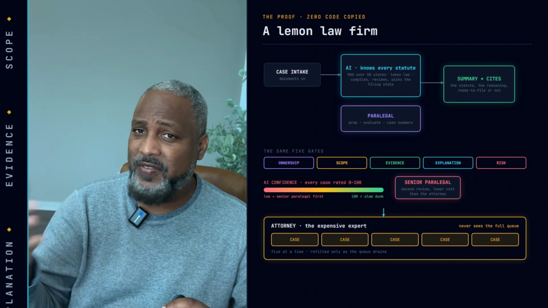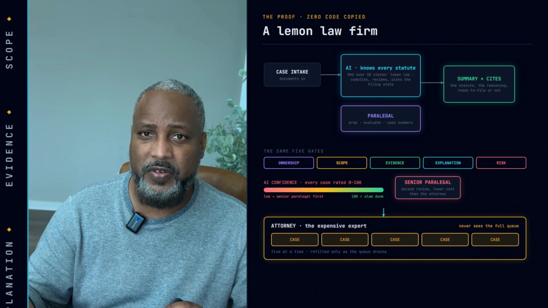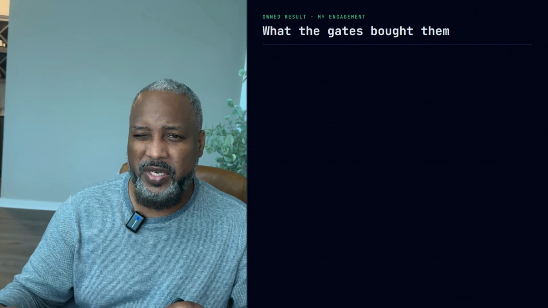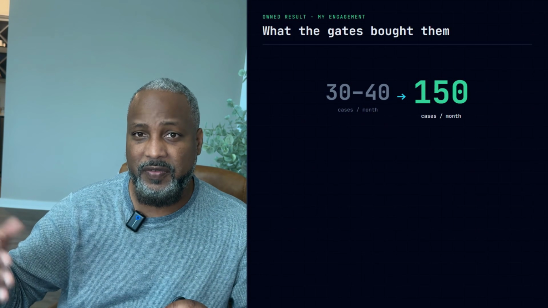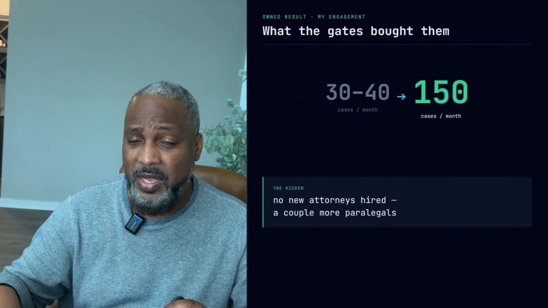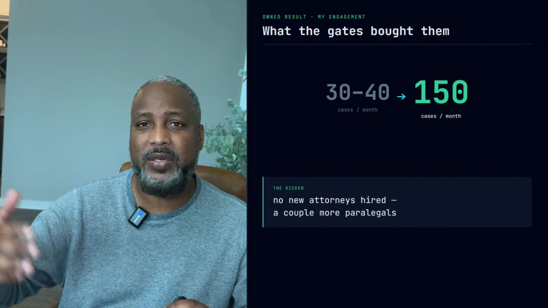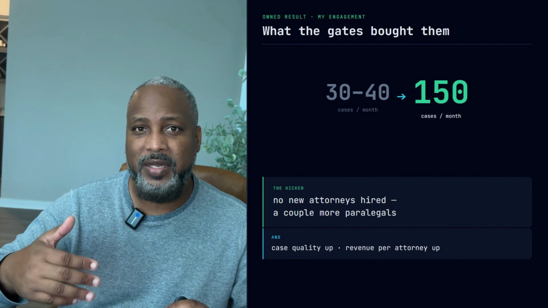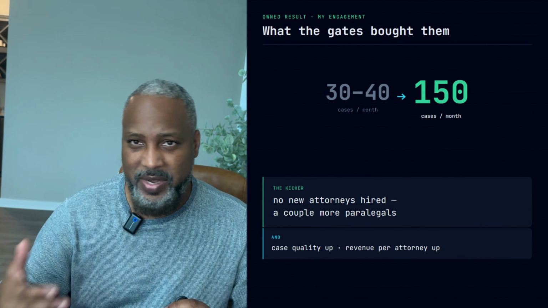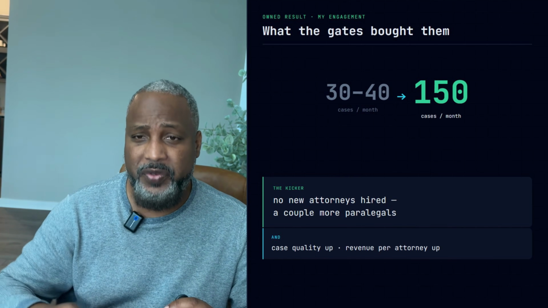So here it is, 5 admission gates, and in that case, we helped take a lemon law firm that was doing about 30 to 40 cases every month and got them to 150 cases every month without hiring new attorneys. They just hired a couple more paralegals, and again, the quality of the cases getting to the attorney went up, which means the per hour revenue generated by an attorney went up astronomically. So there you are, 5 review gates.